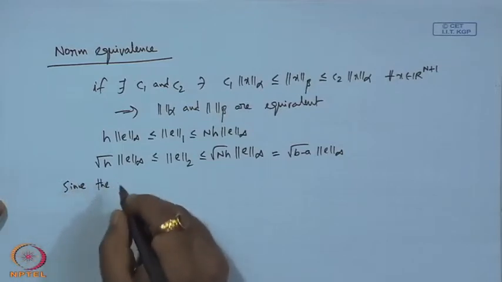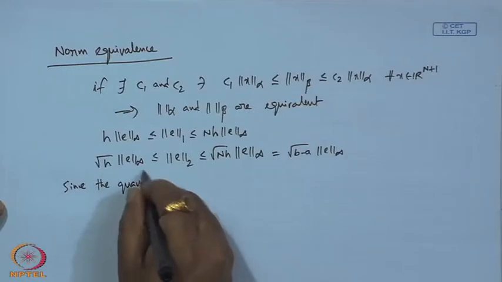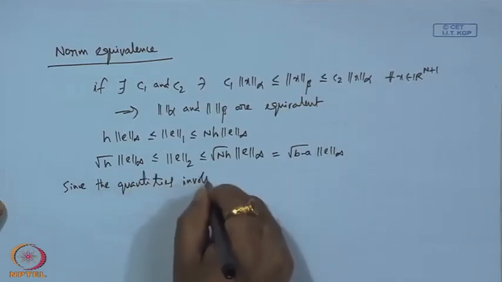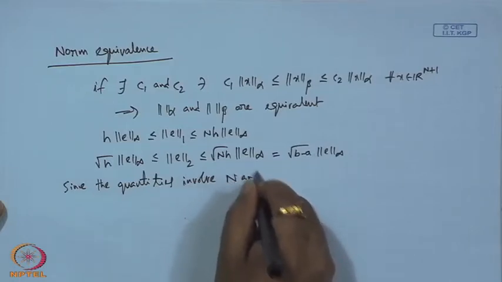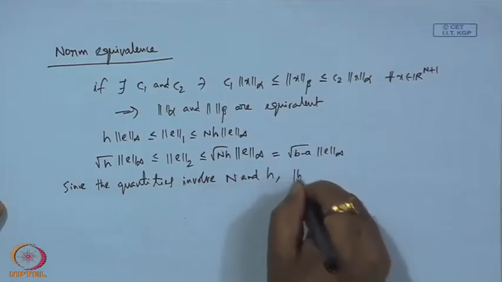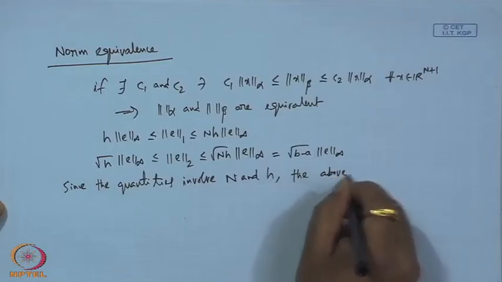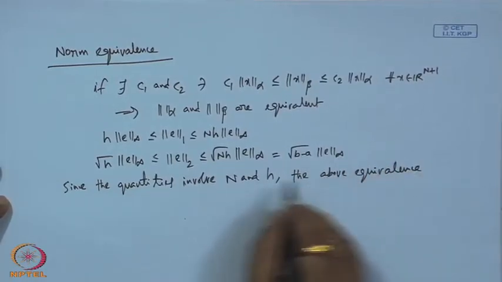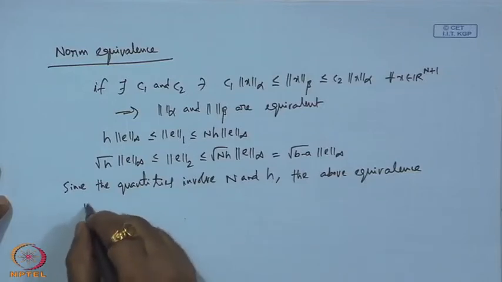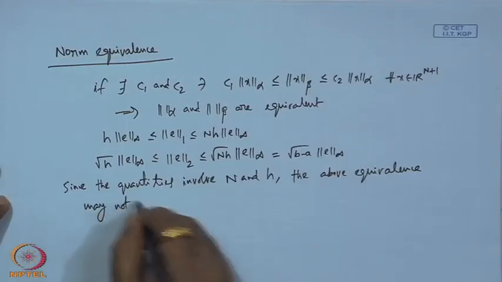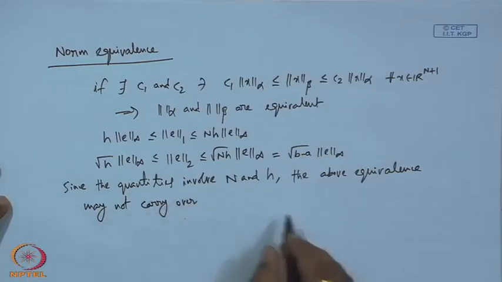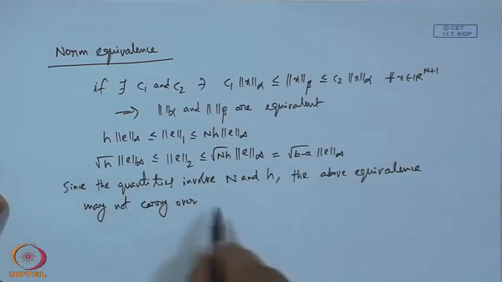So, the remark is since the quantities involve n and h, the above equivalence may not carry over, okay, when we discuss about error.